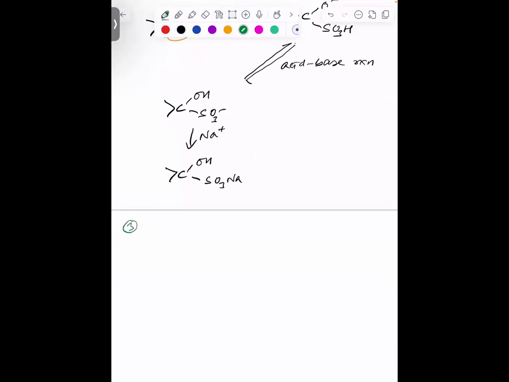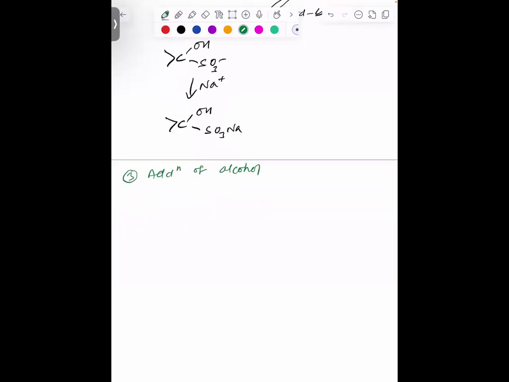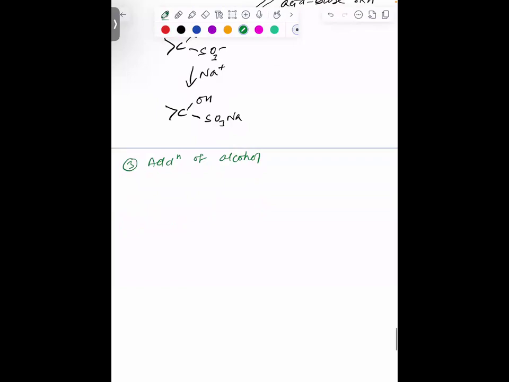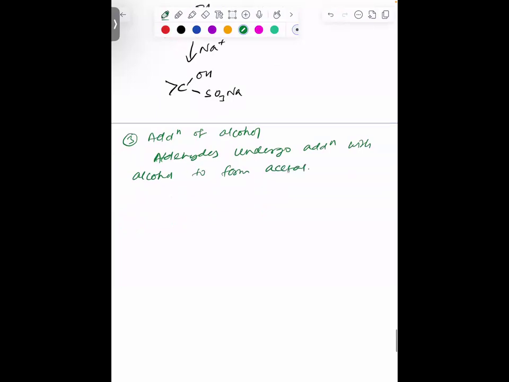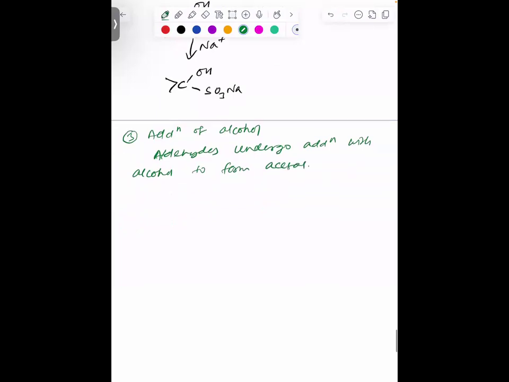Next is addition of alcohol. Here aldehydes undergo addition with alcohol to form acetal through hemiacetal.